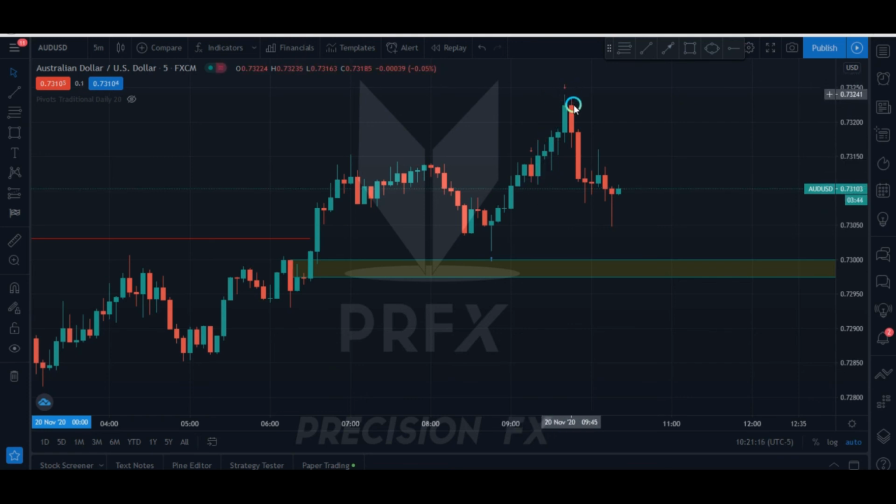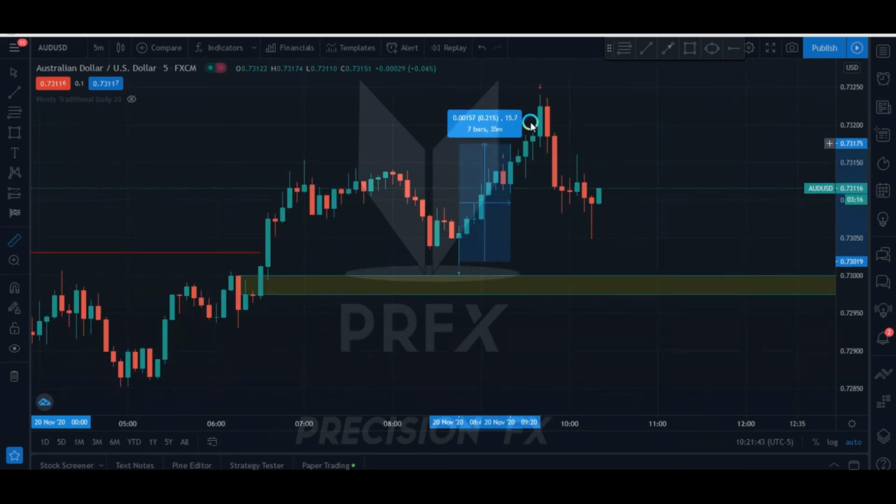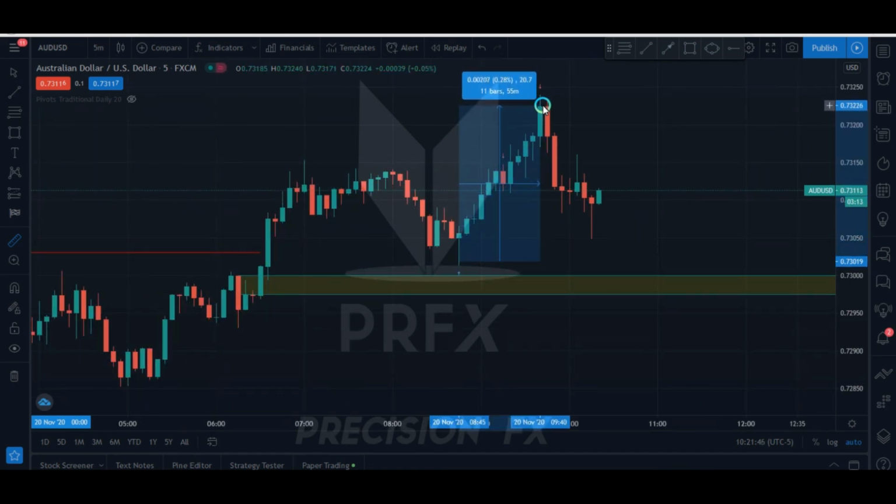And look what happened next. After the exit, price began to drop. So look at that, the entry and the exit. That's the perfection that I'm teaching you to hunt for in your day trading. Let's measure how many pips that was. That was a 20 pip move. I was going for 20 pips.